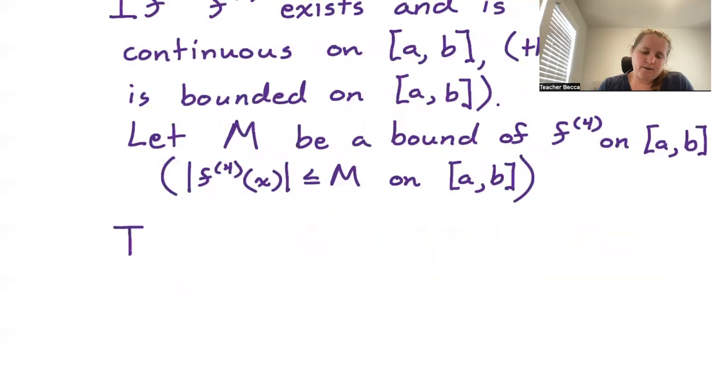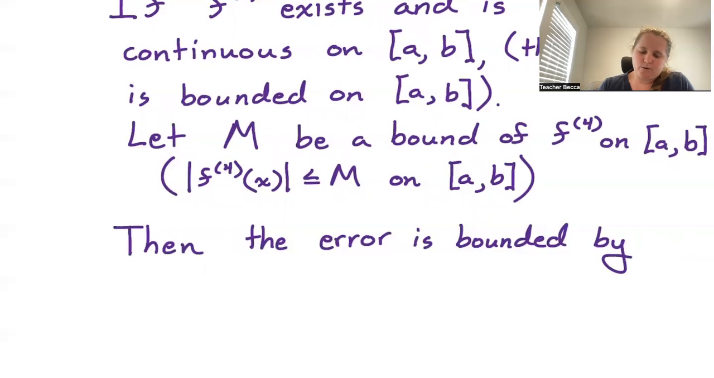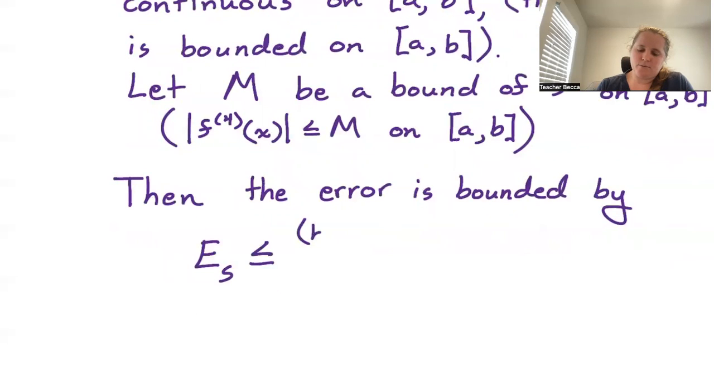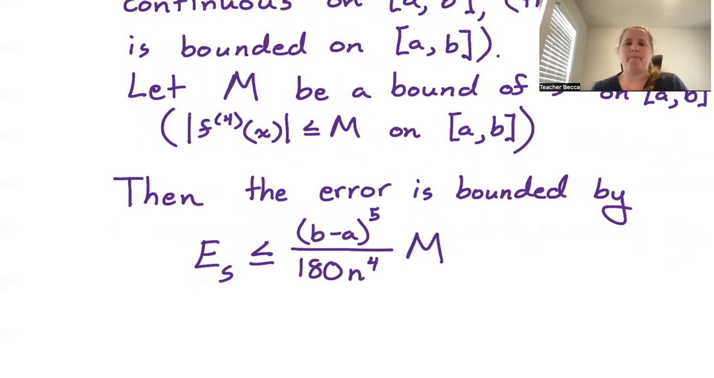Then we get that our error E sub s is bounded by, less than or equal to, (b minus a) raised to the fifth, divided by 180 n to the fourth, that whole thing times M. So these are our two quick formulas for the error from the trapezoidal rule and Simpson's rule with n equally spaced subintervals. And in the next video, we'll do an example of each case.